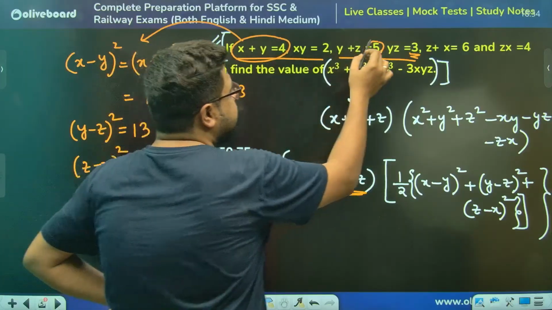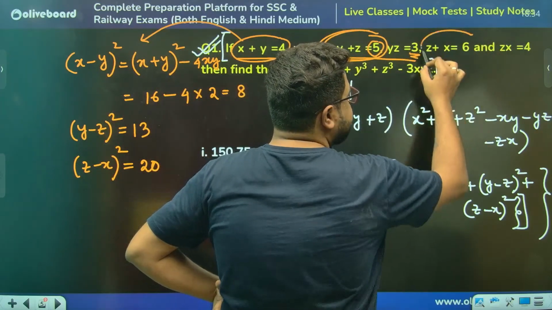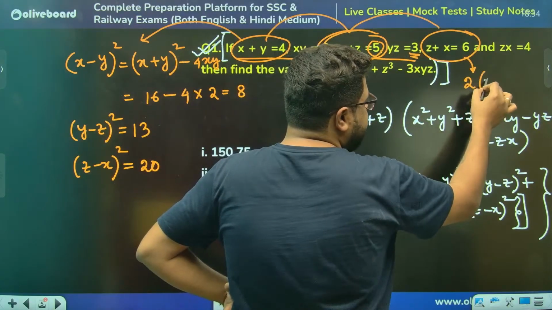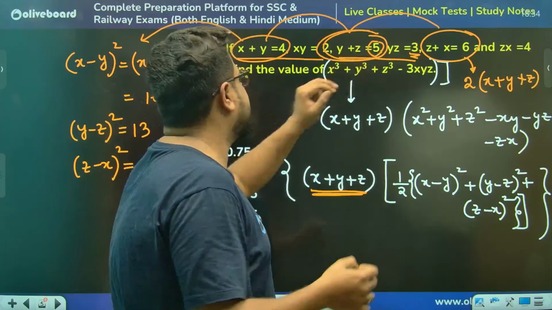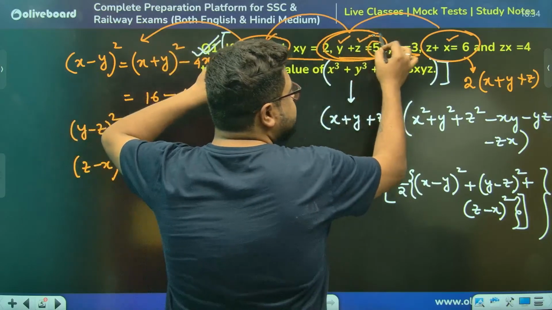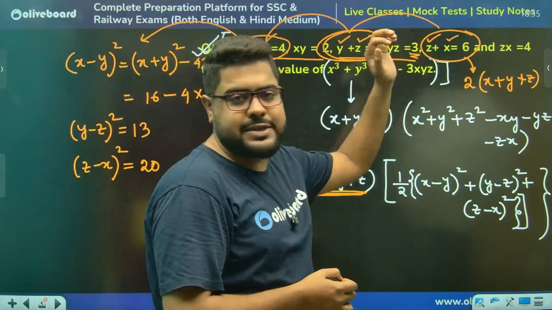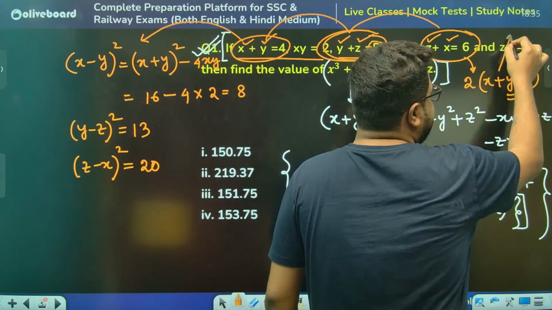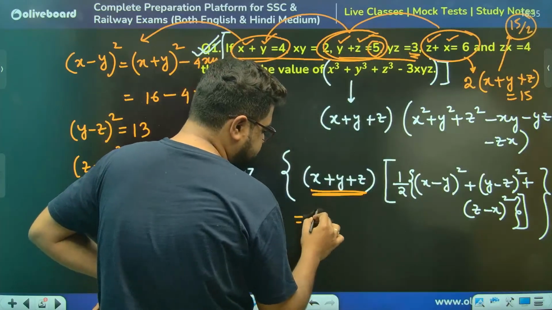You take these three sums and add them all, and you end up getting twice of x plus y plus z. Because x is there twice, once here, once here; y is once here, once here; z is once here, once here. So twice everything equals 4 plus 5 plus 6, that means 15. So x plus y plus z becomes 15 divided by 2. Put in the values, you get your answer.